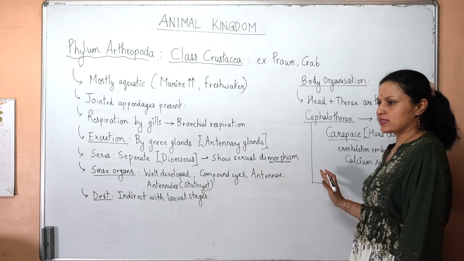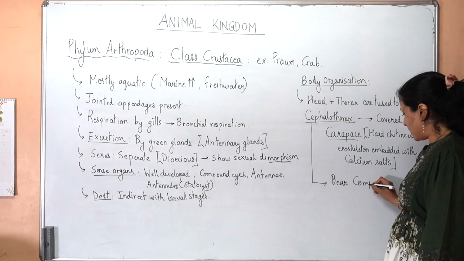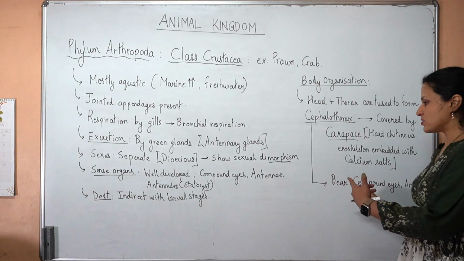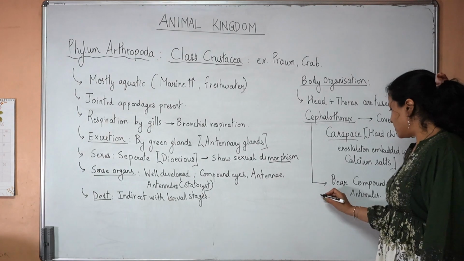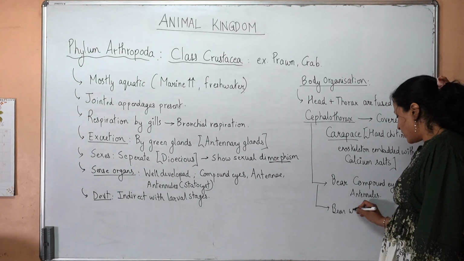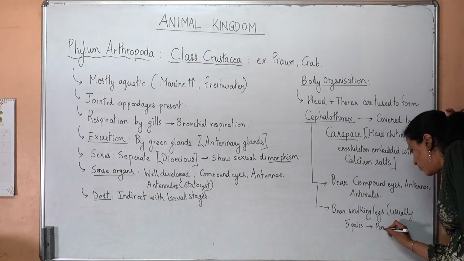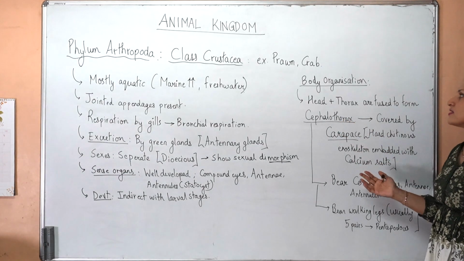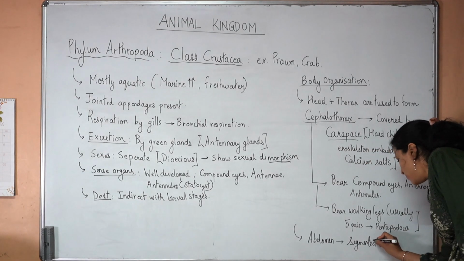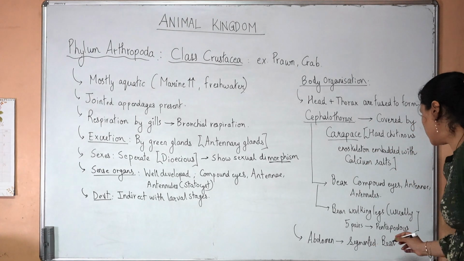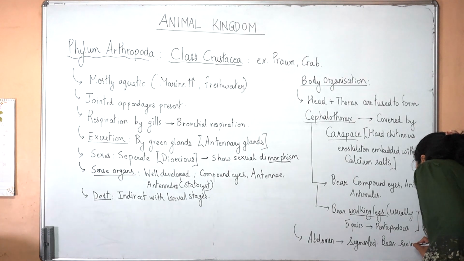So the cephalothorax will be covered by the carapace, and it will also bear compound eyes and antennae. As I mentioned, sense organs are present. These antennae and antennules will be present on the carapace, and it will also bear walking legs, usually 5 pairs, and as such they are known as pentapodous. Apart from the cephalothorax, they have an abdomen. The abdomen will be segmented and it will bear swimming appendages. These were the walking legs, and the abdomen will bear swimming legs or swimming appendages.